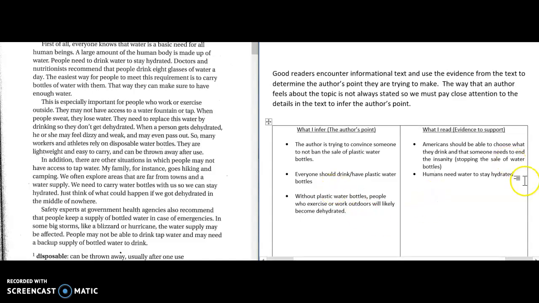Now, what was the evidence that I read to support that? Well, let's see. I read right here that they may not have access to a water fountain or a tap. They sweat, they lose water, they can replace it by drinking. If they get dehydrated, they're going to feel weak. They may even pass out. So, water fountains may not be available and people can become dehydrated.